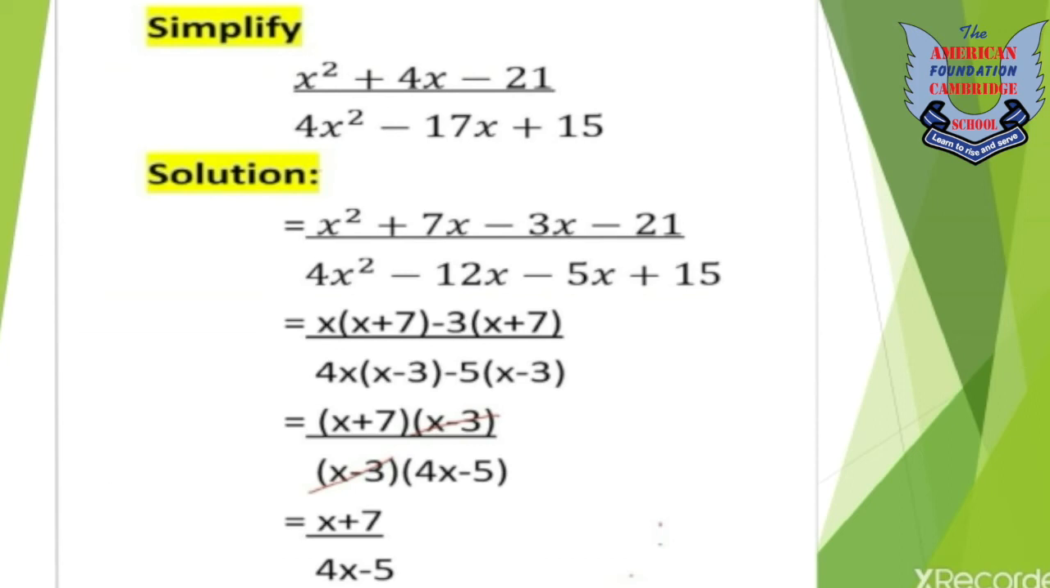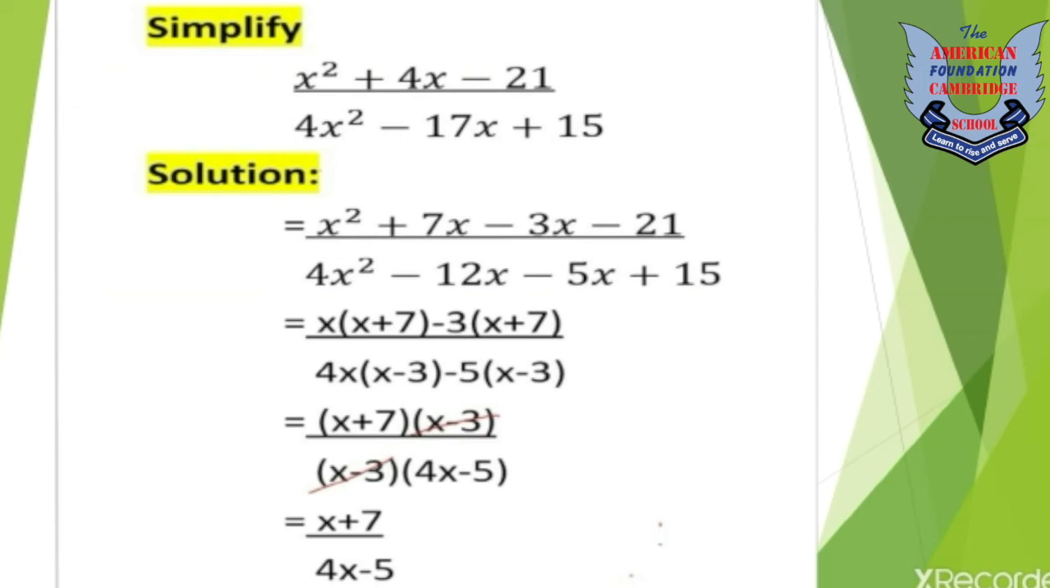Second step, from the numerator, extract the common factors x and minus 3 by grouping the first two terms and the last two terms of the given expression. Similarly, from the denominator, take out the common factors 4x and minus 5 by grouping the first two terms and the last two terms of the given expression.